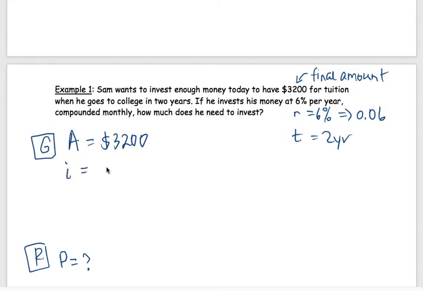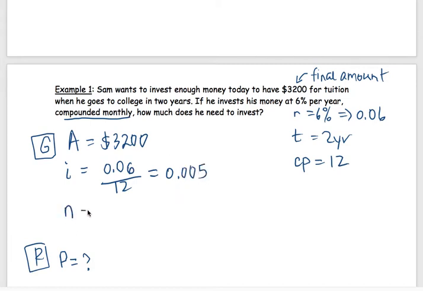So it's still the same. We're going to take the percent and we're going to divide it by how many compounding periods there are. Okay, so look for the compounded, there it is, compounded monthly. So the compounding period is 12, like that. All right, so we're going to divide our percent by 12, and we get 0.005, okay? All right, there's our I, and that's the interest per compounding period.